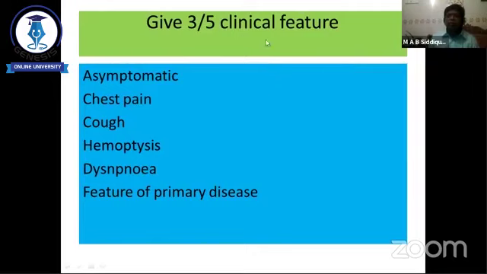Give 3 to 5 clinical features. It may be asymptomatic, or there may be features of lung disease like chest pain, cough, pneumothorax, dyspnea, and features of the primary disease.